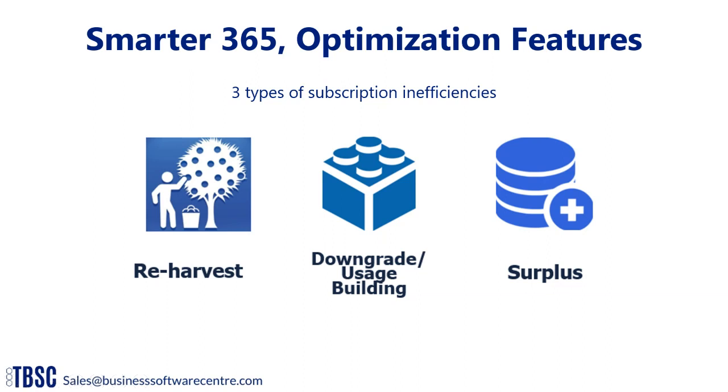As you can see, our team has worked really close with the members we surveyed to really bring you a great tool to monitor your Microsoft Office 365. And I'm just going to review everything that Phil showed you in the demo. So Smarter 365, the optimization features, there's 3 types of subscription inefficiencies, which are the reharvesting, the downgrade, and the surplus. So as you can see with the dashboard, you can get a closer look at different licenses you can reharvest, reallocate, different licenses that you can downgrade and save, and then also the licenses you're currently in surplus with.